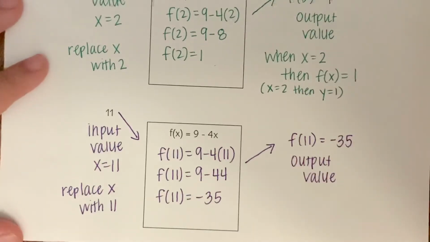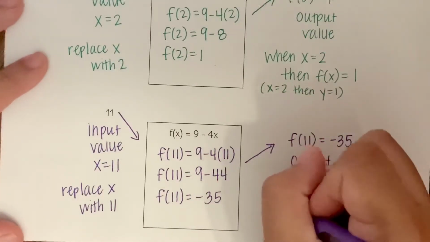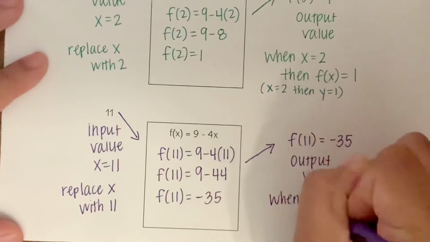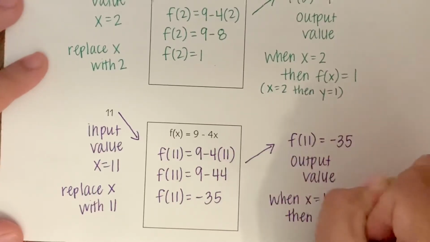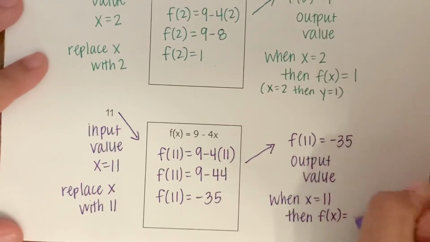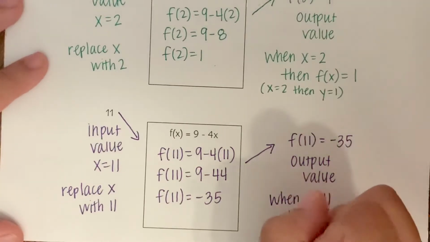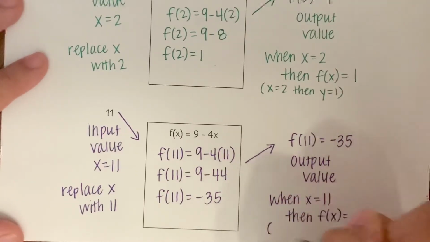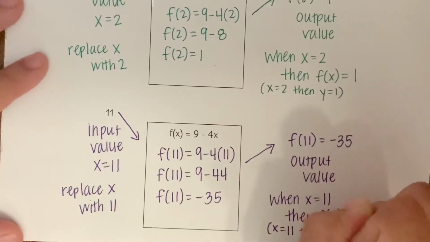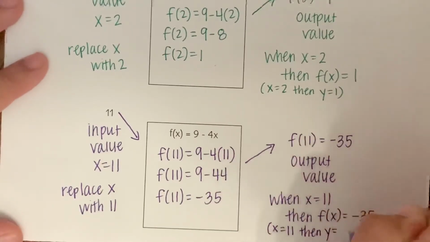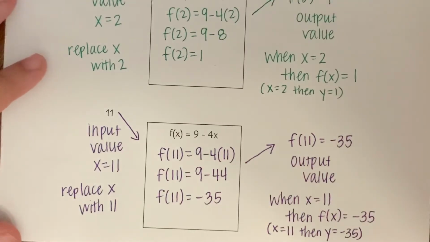So if I had to summarize that, it's just when my x is 11, then my f of x is going to end up being negative 35. And if we get confused by the f of x, just remember it's the same as y. So it's similar to saying x is equal to 11, then y equals negative 35, if we were using our x and y still. Okay.